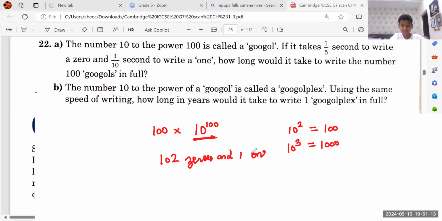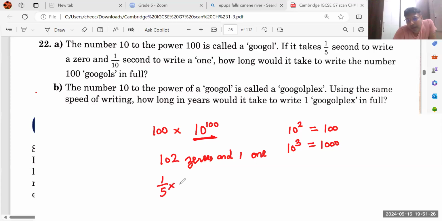Right or no? Yes, sir. So how much time does it take to write 1 0? It is 1 by 5 multiplied by 102 plus 1 by 10. So do the maths and tell me. 20.4 plus 0.1, which is equal to 20.5.